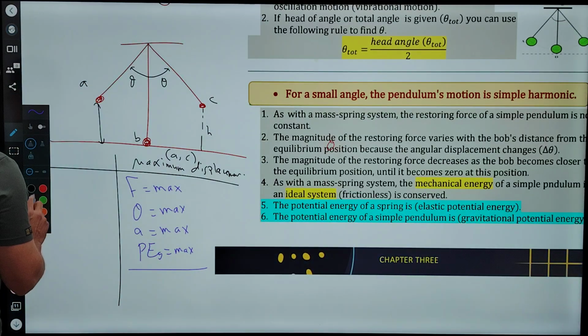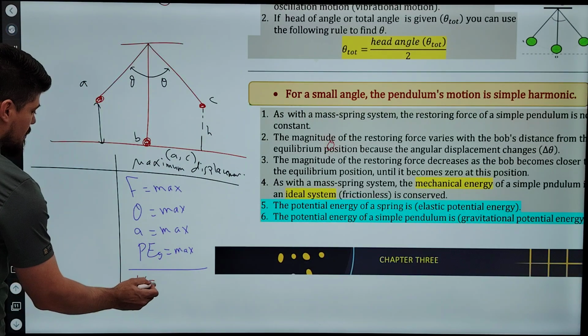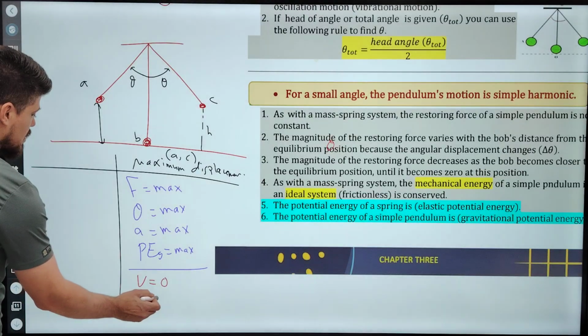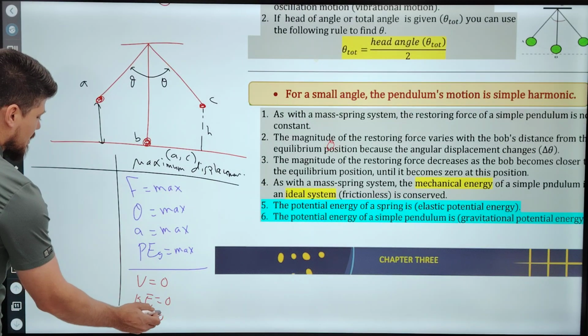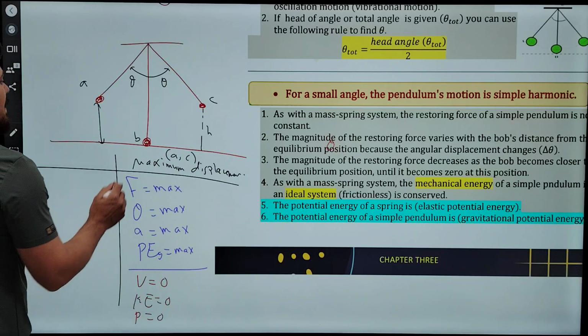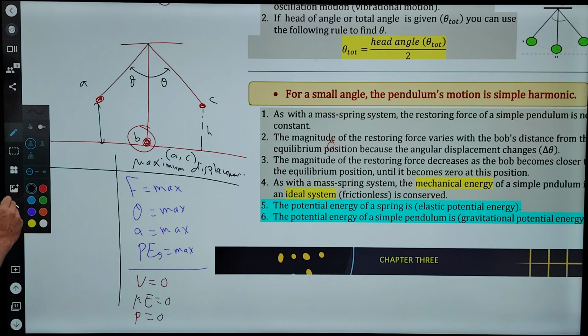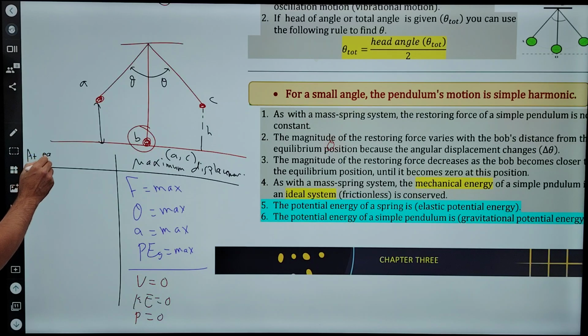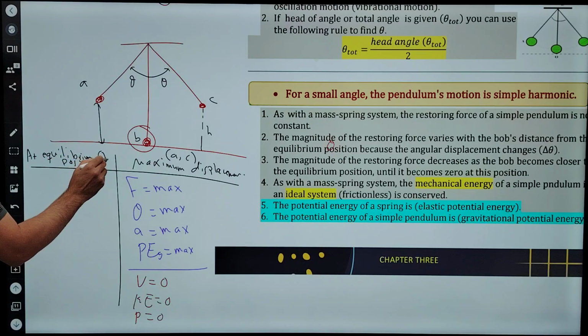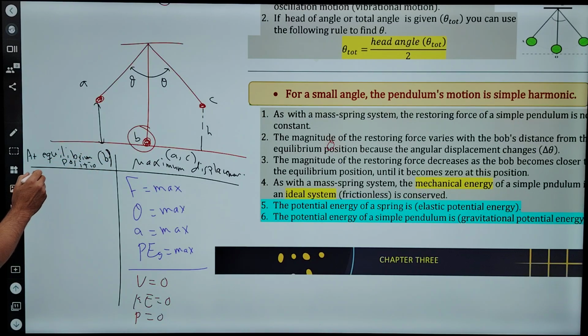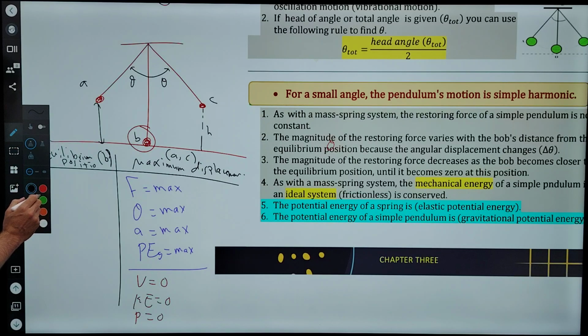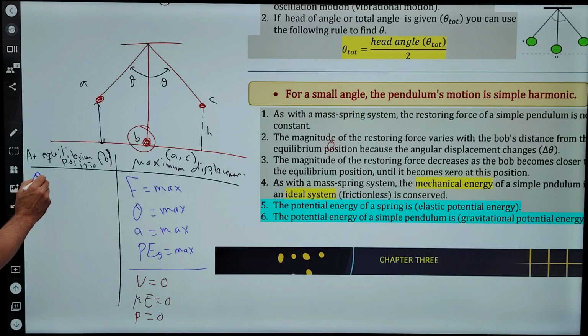But velocity at maximum displacement, zero. Kinetic energy, zero. Linear momentum, zero. Okay? But at point B, at equilibrium position, because theta is zero, that is why the restoring force is also zero.